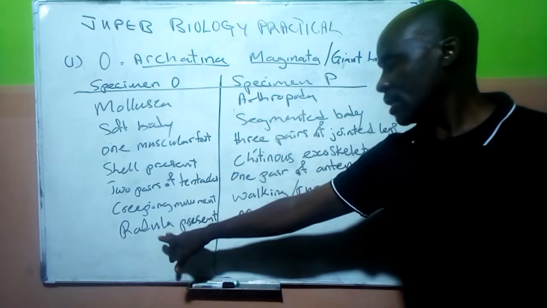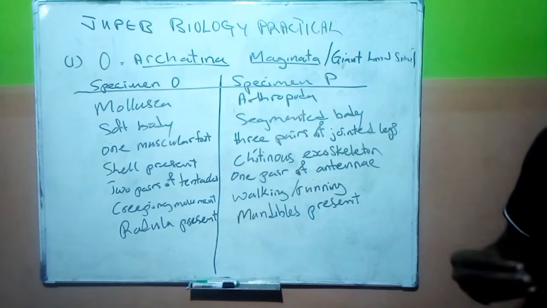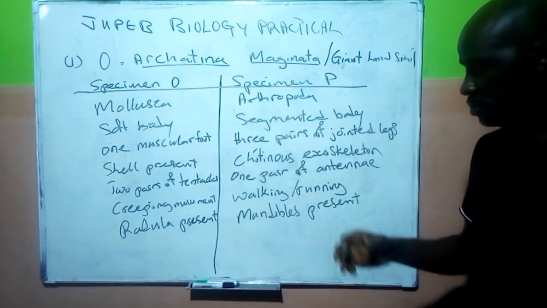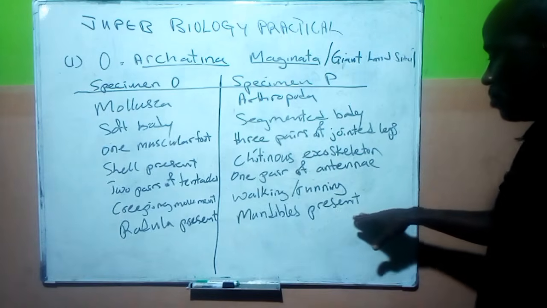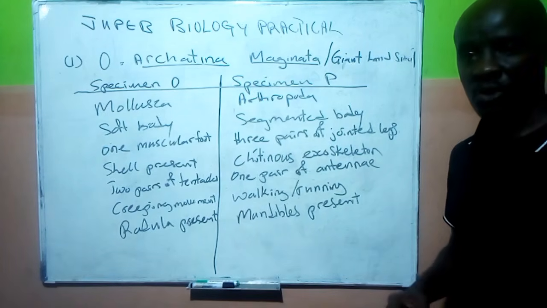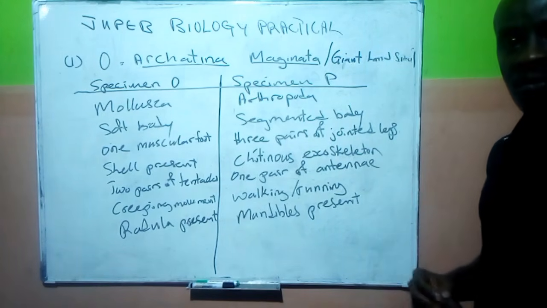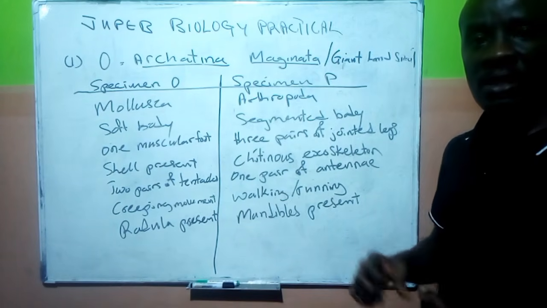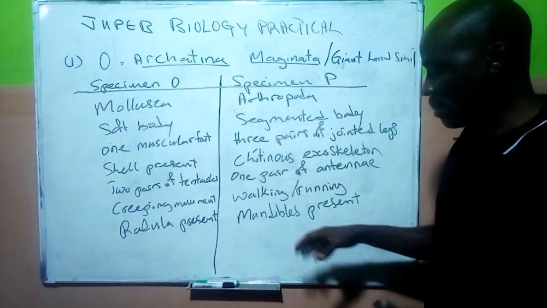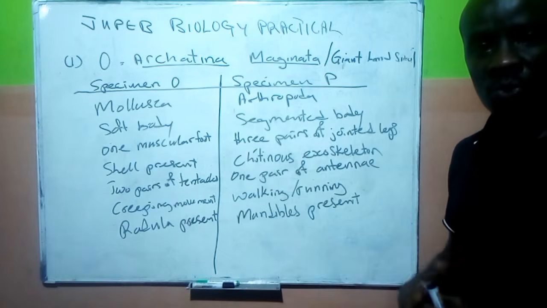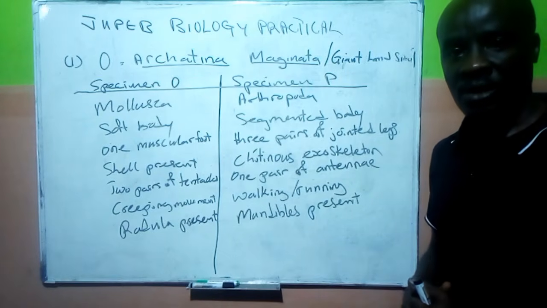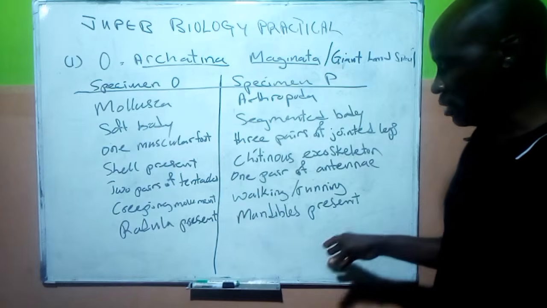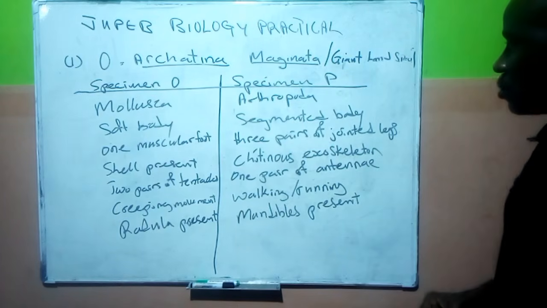The radula is what they use in mopping up their food. And then we have the mandible, which does an equivalent job, crushing. For example, the cockroach has biting and chewing mouthparts. The mandible is the part that helps them chew and cut the food they want to eat. So I want you to pay attention to this.